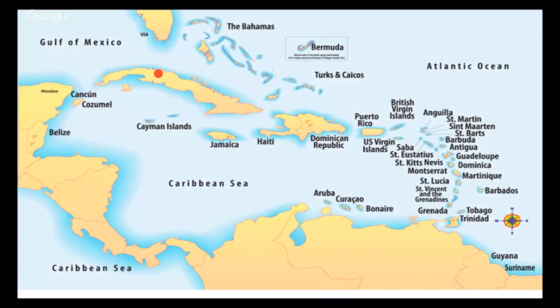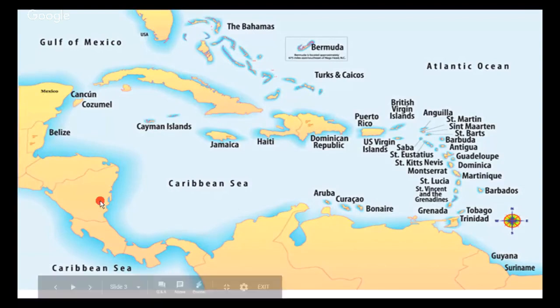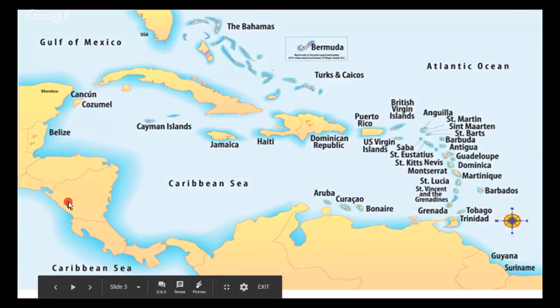What's this landform? It starts with a P. It's a peninsula. And down here we have one large landmass to the north and one large landmass to the south. And we have this narrow strip of land joining both of them. What do we call that?